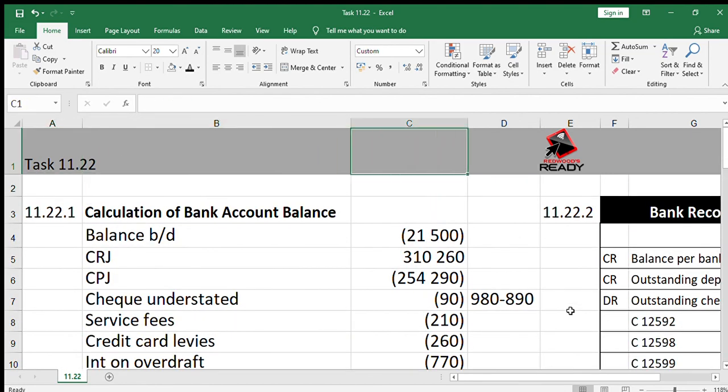Okay, that's all there is for this question. Thank you, guys. We'll be doing some more questions on the bank recon, and that will end up the reconciliation section.